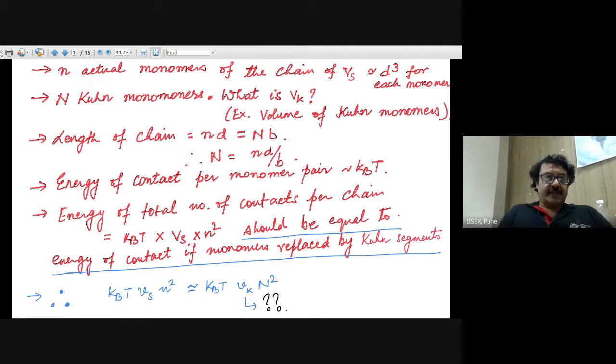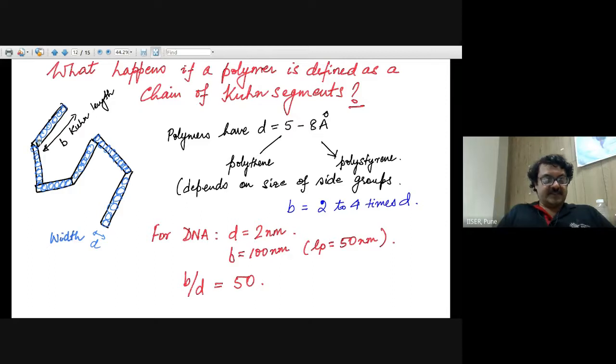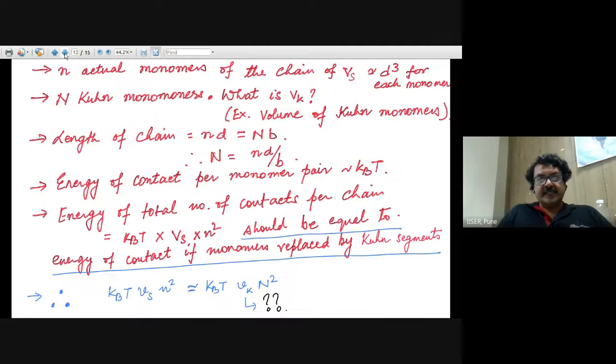So there are capital N Kuhn monomers and n actual monomers of volume Vs, which is equal to d cube. Now, you know that n into d, n is the total number of monomers. So basically, this 7 plus this 7 plus this 7 and so on and so forth. So n into d will be N into B, where B is the Kuhn length, right? So there are N Kuhn segments, and then the number of Kuhn segments can be written as nd by B.